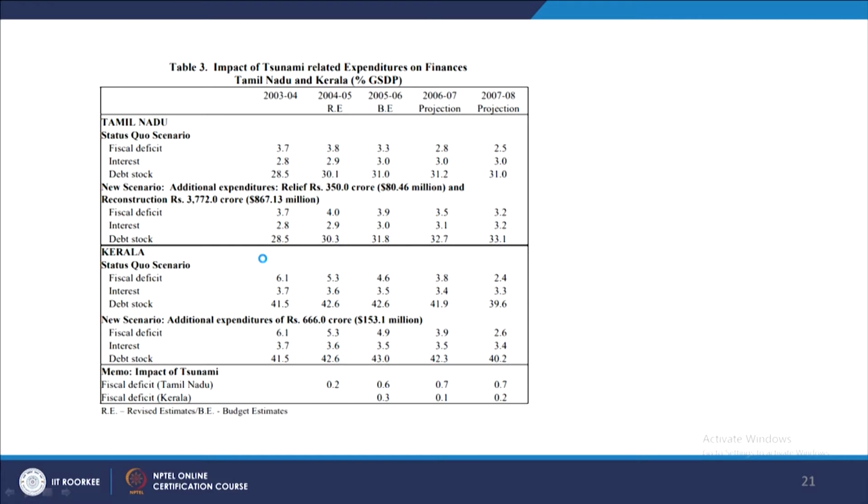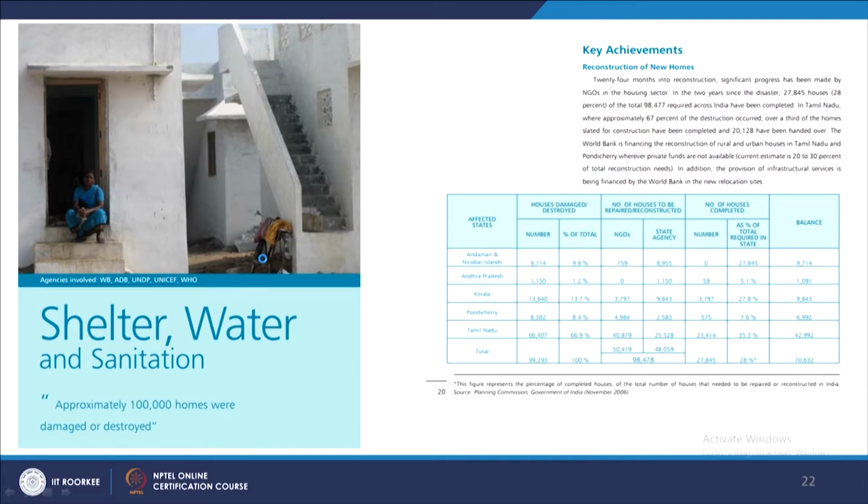Similarly, the impact of tsunami-related expenditures and finances is also tracked year-wise. When we talk about 2005, there is a projection for 2006 to 8, where each state has a status quo scenario as well as a new scenario, and that is how the budget estimates are prepared by the economists. Then the budget estimate is presented to the state government, and how they allocate it and how external funding is collaborated with it. After two years, the second report which I showed you shows what we have achieved.